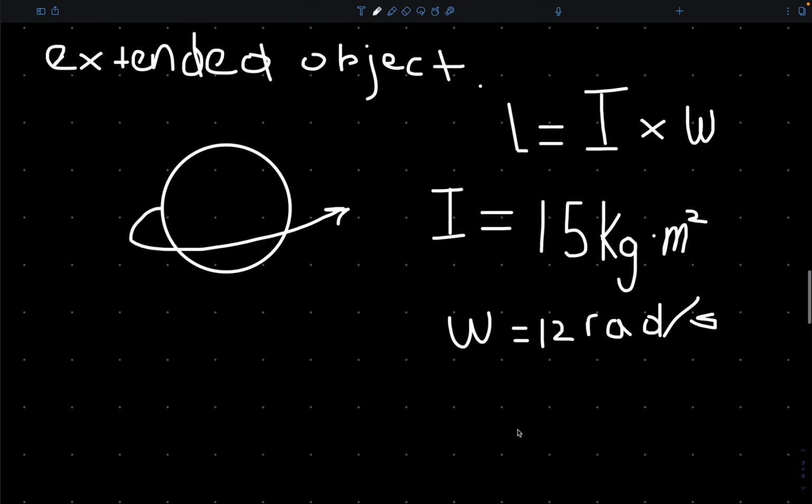Let me explain something. You might know that neutron stars have more angular momentum than our sun. This is because they have more mass than our sun. You see, angular momentum is directly proportional to mass. Since the neutron star has more mass than our sun, its angular momentum is higher than that of our sun, so it spins much faster. And the spinning of a neutron star is an example of an extended object.